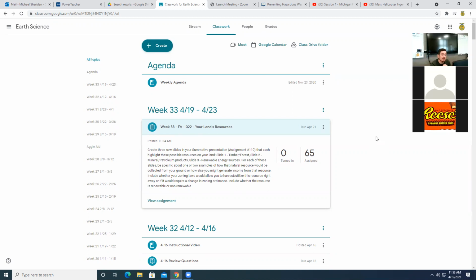Then the third slide is renewable energy resources. We've talked about a number of these different things. What are specific ways that you could implement renewable resources on your piece of ground? So for each of these slides, be specific about at least one, most likely 2 or 3 examples of how that natural resource would be collected from your ground or how else you might generate income from that resource. Some of these you're not actually taking anything off the ground, but you still need to look at it through the lens of generating income from this natural resource.